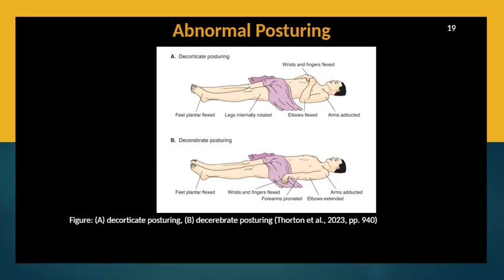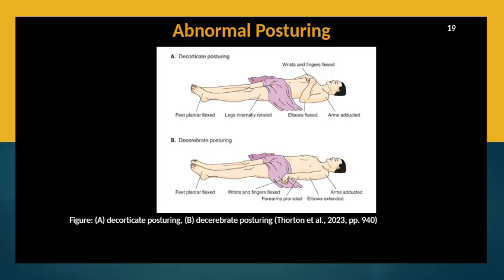Let's start with decorticate posturing, shown in image A. In decorticate posturing, the patient's arms are flexed toward the body, the elbows are bent, and the wrists and fingers are flexed. The legs may be internally rotated, and the feet may be plantar flexed. You can remember this pattern by thinking "toward the core," the arms pull inward. This posture typically indicates damage to the cerebral hemispheres or the corticospinal tract above the level of the brainstem. While serious, decorticate posturing generally suggests a higher level of brain function remaining compared to decerebrate posturing.